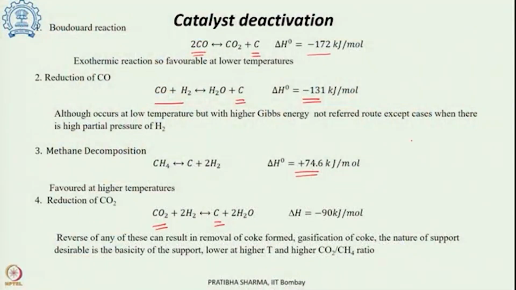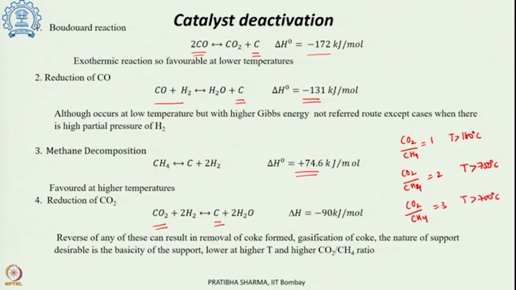At the same time, it is observed that it depends upon the temperature and the carbon dioxide to methane ratio. It has been reported that if the carbon dioxide to methane ratio is stoichiometric, say 1:1, then the carbon formation is lower for temperatures higher than 1100 degree centigrade. If this ratio is 2, then temperatures above 750 degree centigrade give reduced coke formation. If it is 3, then temperatures above 700 degree centigrade result in lower coke formation.